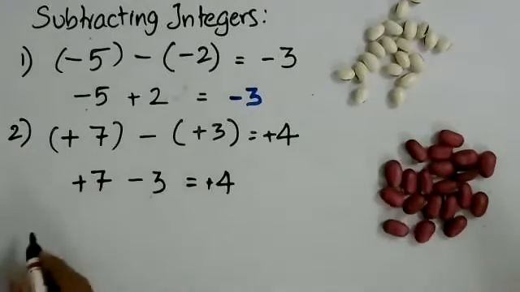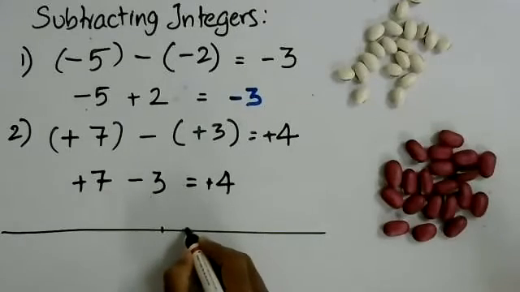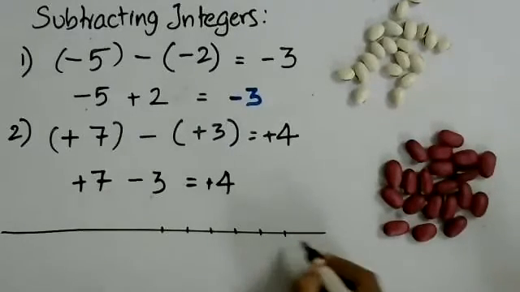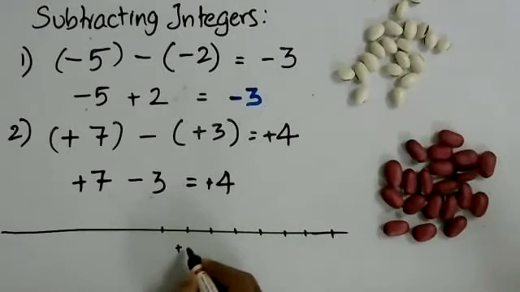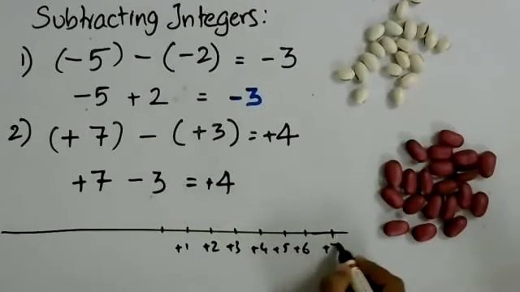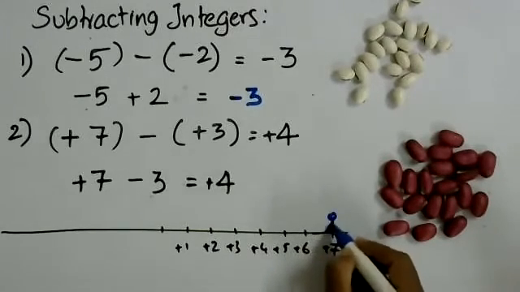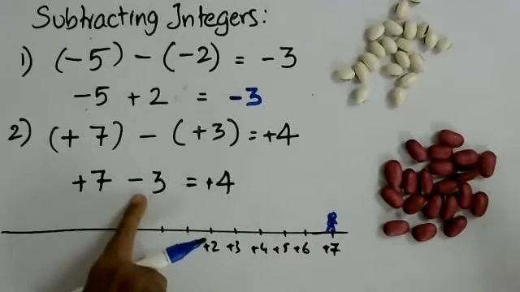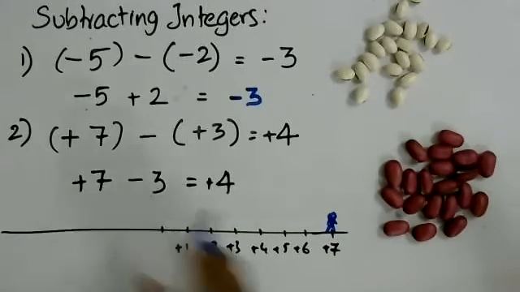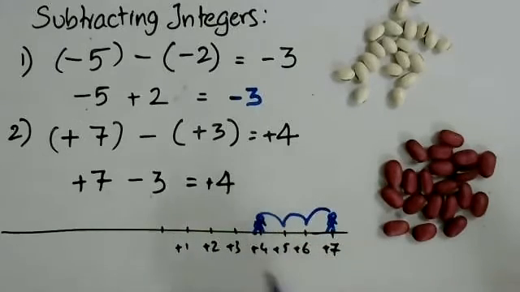If you like the number line approach, then you need 7 now, in the positive direction. 1 2 3 4 5 6 and 7. Okay, and you're standing here at 7 and you have to go towards the negative direction 3 times. So you hop 1 2 3 and there you are, +4. So that's the answer. Okay, so that's another way of doing this.